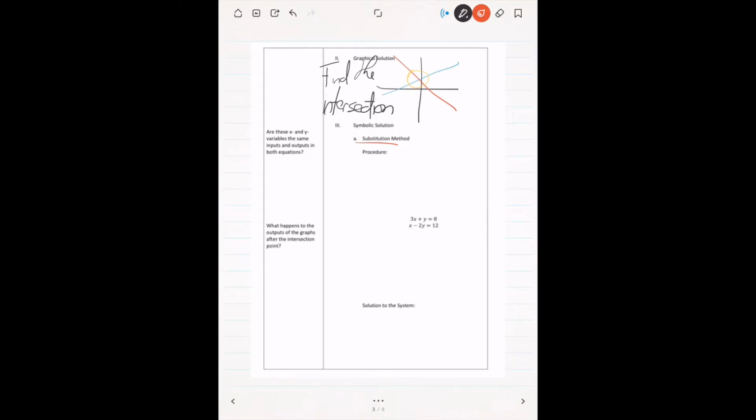So here is our system. We have a system of equations right here, 2 equations. They're of the same variables. So for step 1, I'm going to pick one of these equations, and I'm going to solve for one of the variables. Well, I don't know, let's start with this equation right here. x minus 2y equals 12. And I'm going to solve for one of the variables.